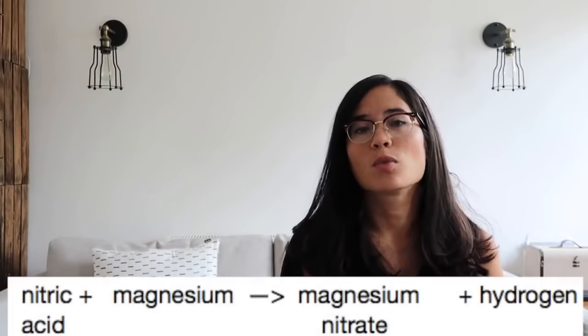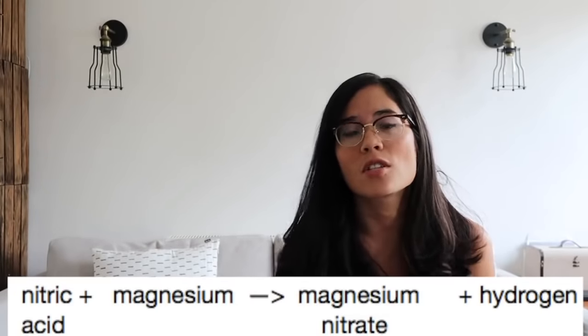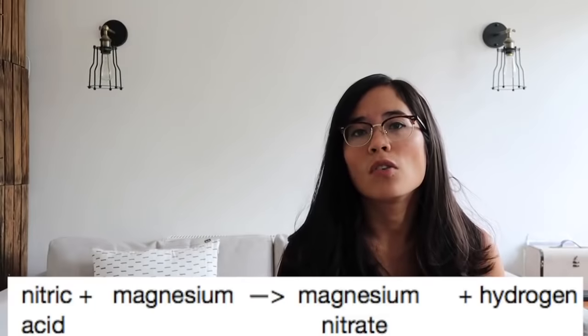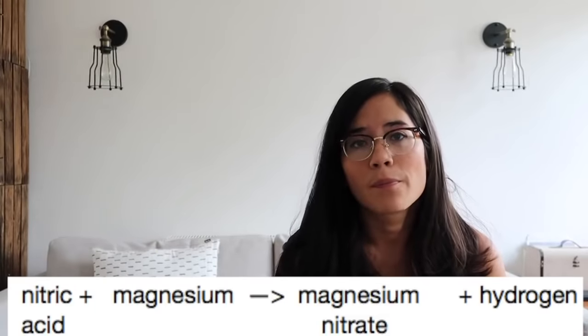Next, we're going to talk about what happens if you just add a metal by itself to an acid. So let's take magnesium. We're going to react magnesium with nitric acid this time, and you're going to produce a salt, which will be magnesium nitrate due to the nitric acid. But instead of water, you'll get hydrogen.